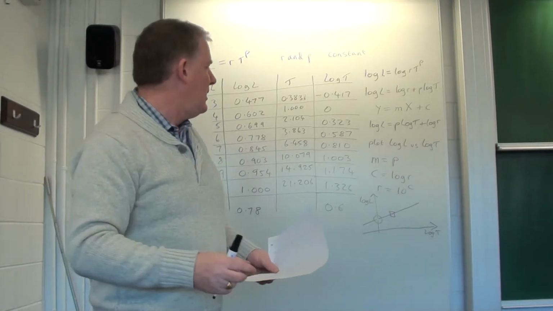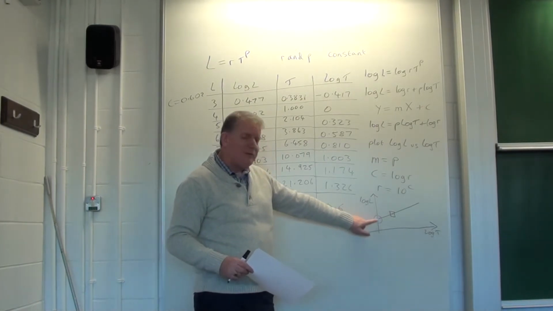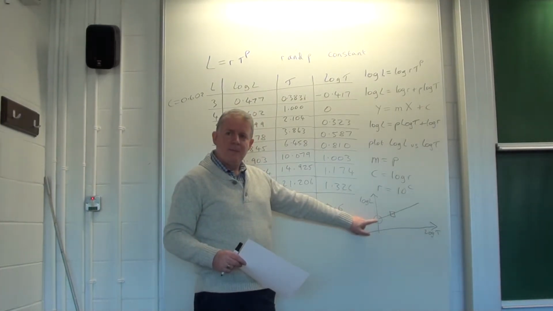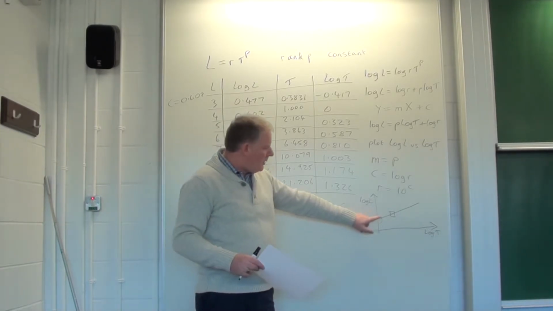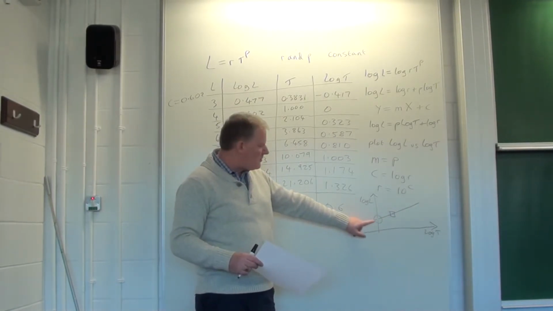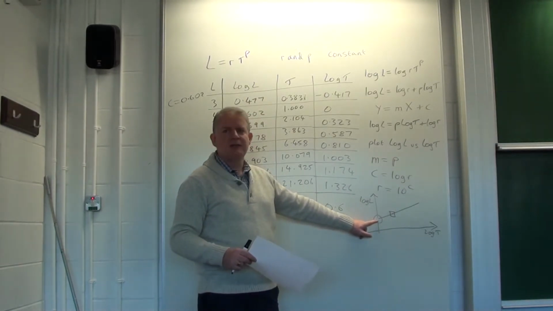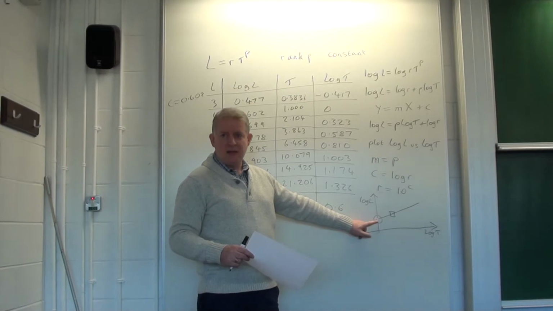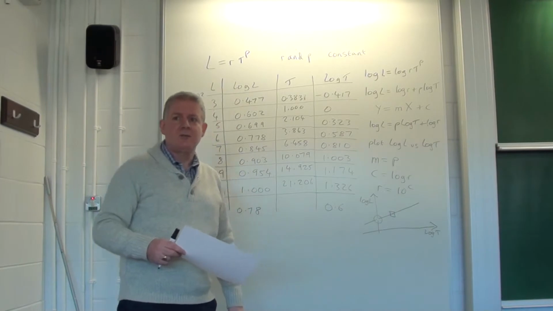How did we find it? When you draw your straight line, you see where it cuts that vertical axis. What value can you read from your vertical axis at that point? Where your straight line passes through the log L axis, at what point does it pass through? That's 0.602. Right, that's fine. That's what we're asking for.